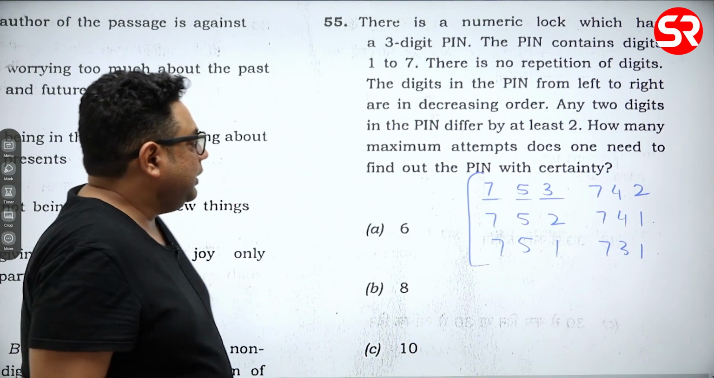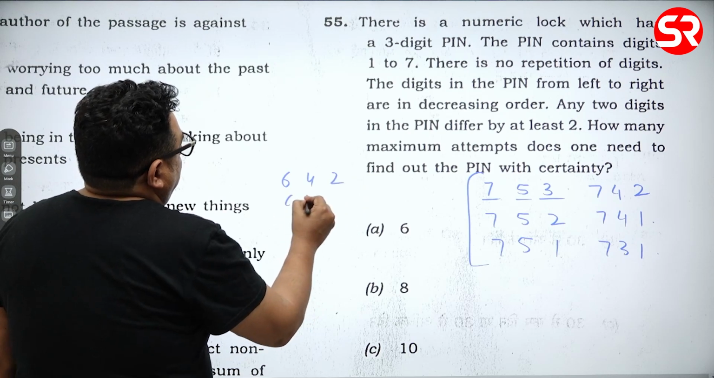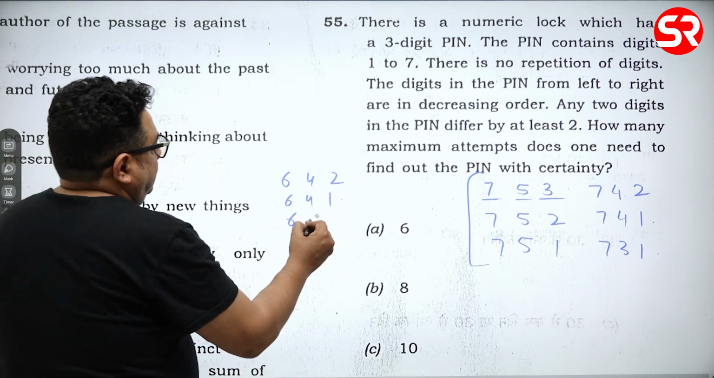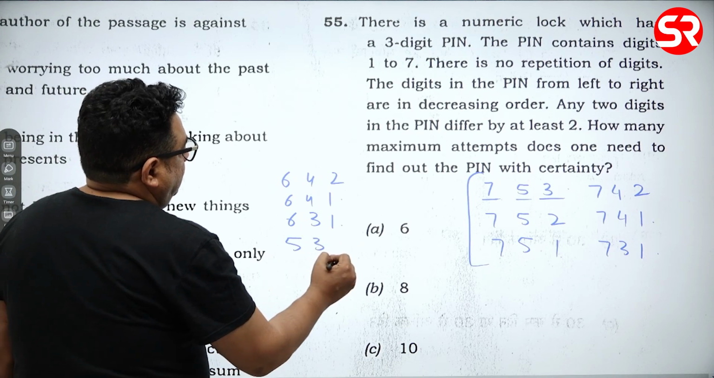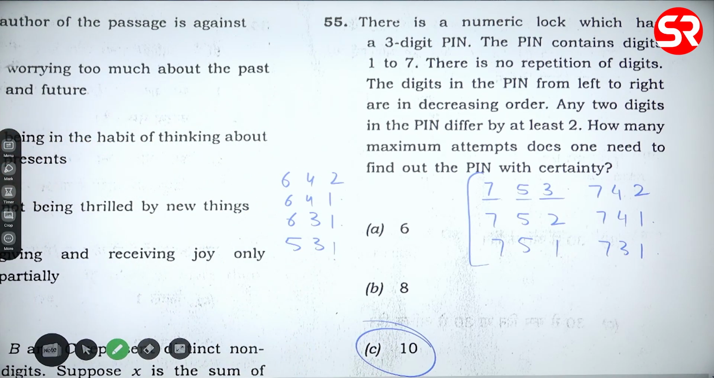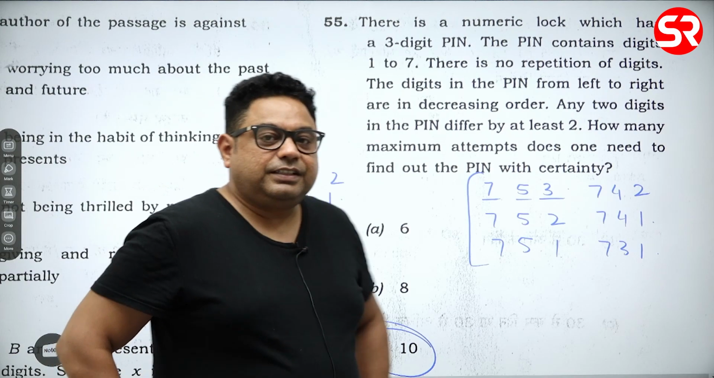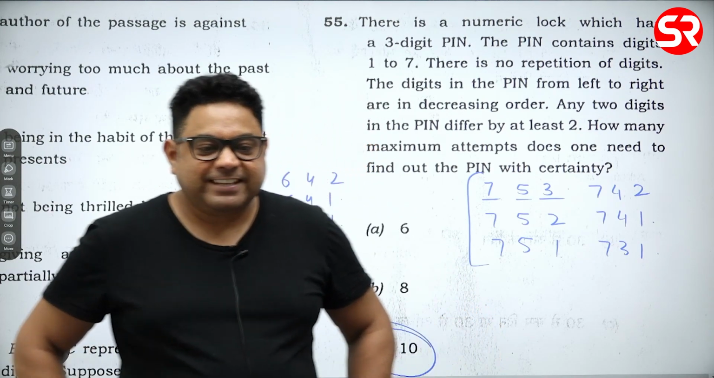All right. Similarly, if you start with 6, 6, 4, 2, then why not 6, 4, 1? Right? 6, 3, 1. So total 9. Then why not 5, 3, 1? So there are total 10 pins, right? So how many attempts one needs to find out the pin with certainty? Definitely you need to have 10 such attempts to find the pin with certainty, right?